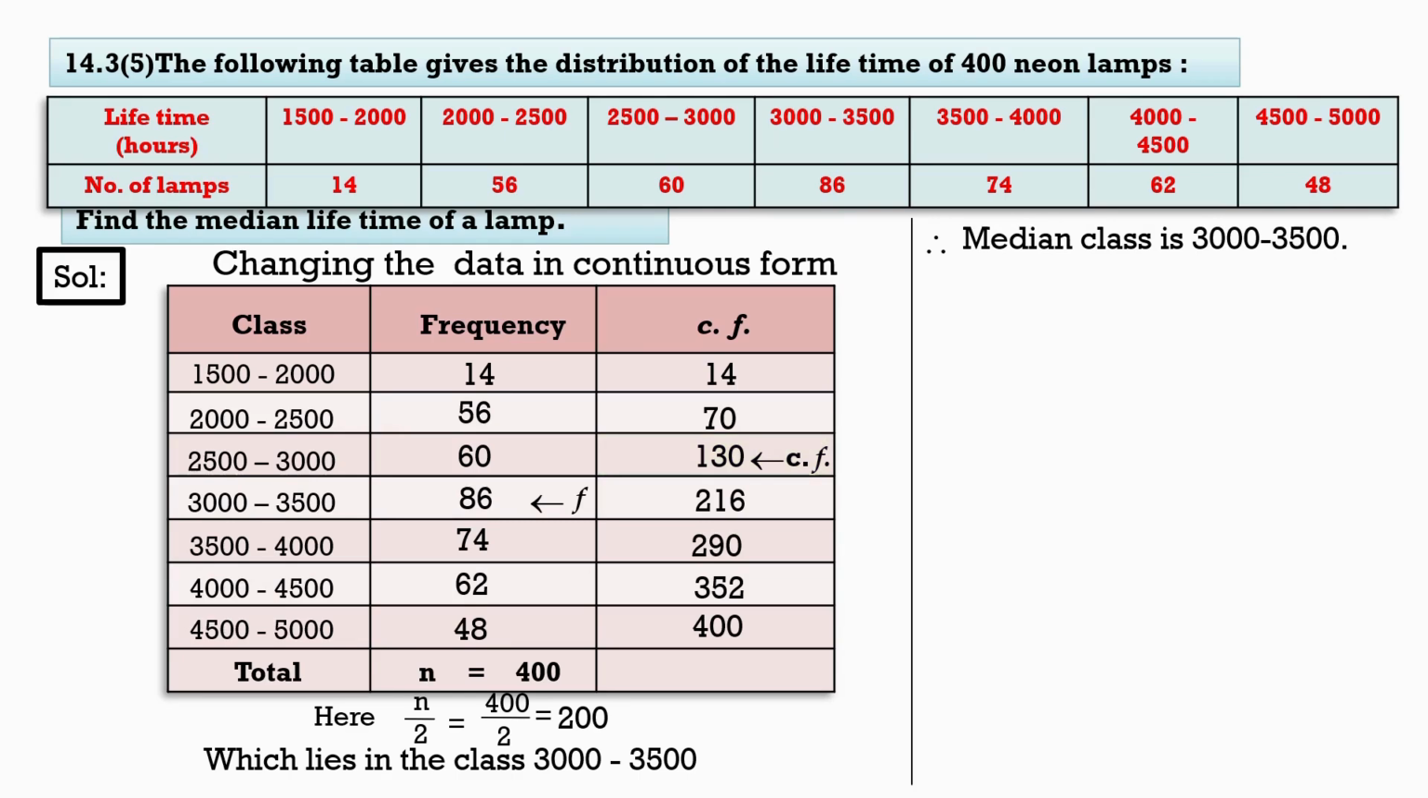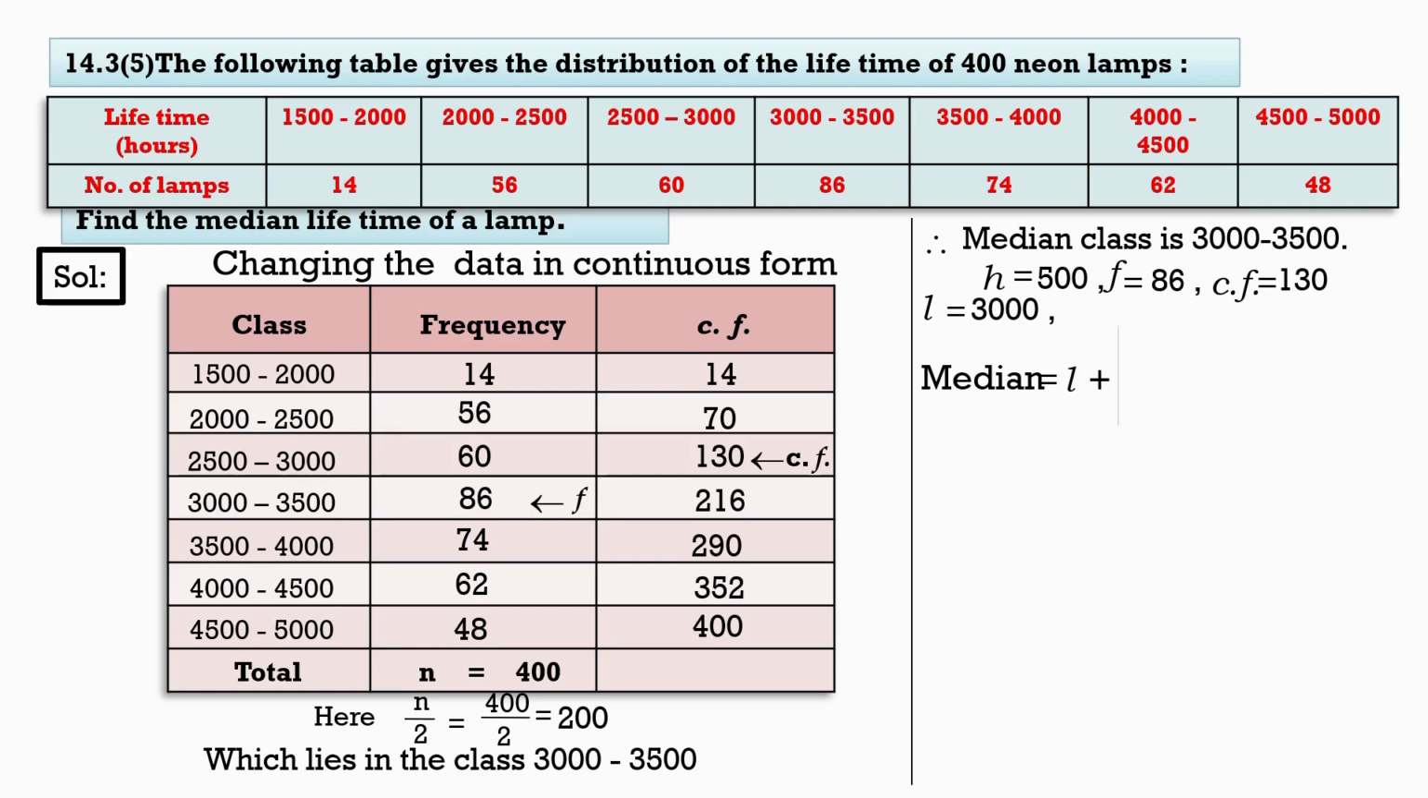Now what is CF? CF will be just the preceding cumulative frequency of the median class. Since 216 we have considered, the previous one will be 130, that is the cumulative frequency. Here L is the lower limit of the median class, that is 3000. H is the subtraction of two subsequent lower limits of the class interval, so 2000 minus 1500, that is 500. Now F is 86. CF is 130. Now put all these values in the formula.